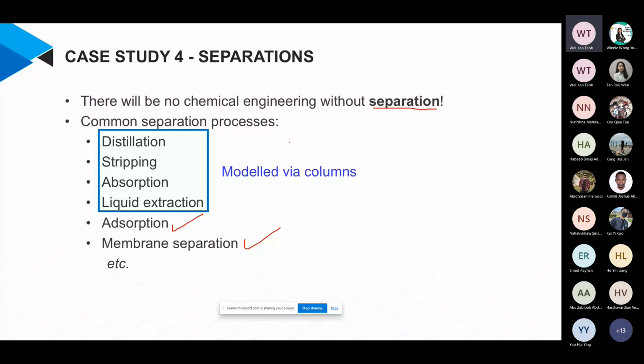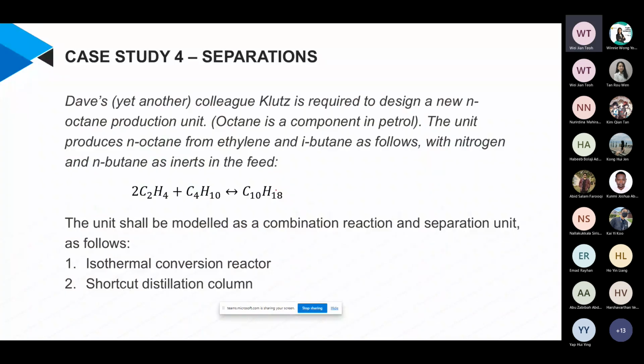So let's go to case study 4. Dave's yet another colleague. Dave has a lot of colleagues today. His name is Klutz, and he's required to design a new N-octane production unit. So octane is a component in petrol, and let's assume that because people are driving more nowadays after COVID, after lockdown was lifted, there's more demand for petrol. So this company is thinking of producing more petrol. So this will be something like an expansion project.